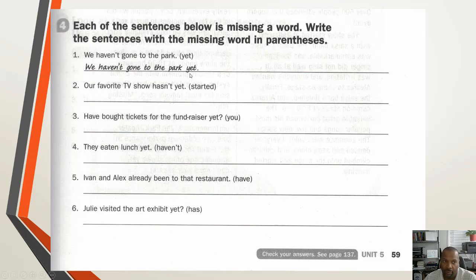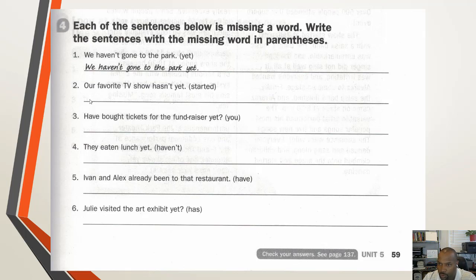Sounds good. Okay. So now it's time to pause the video and complete 2 through 6. And we have to write the sentences with the missing word in parentheses. All right. Started, you, haven't, have, and has. So pause the video, and then we'll come back and we'll work on this together with my answers. Okay. So hopefully you've had some time to answer these questions. Let's go over them together, and I'll show you what I wrote.